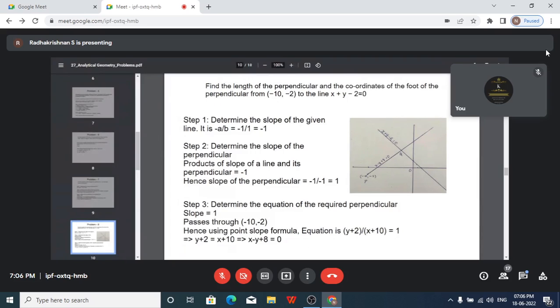So that is the easy way. If the equation is given to draw the line, you simply determine the x-intercept and y-intercept, connect them and extend it out. So this is the line x plus y minus 2 equal to 0.